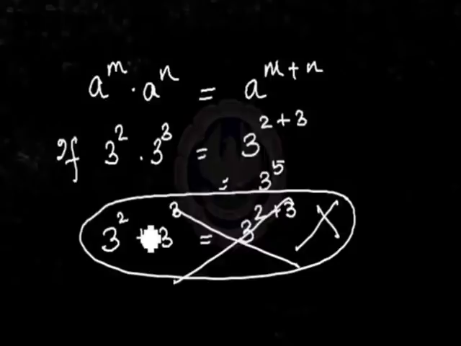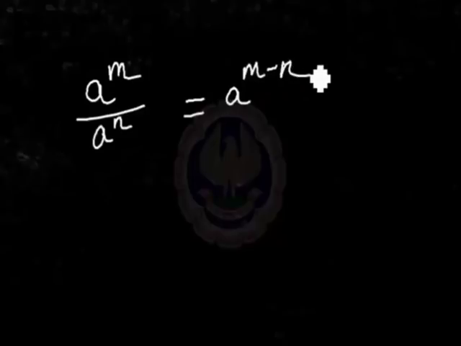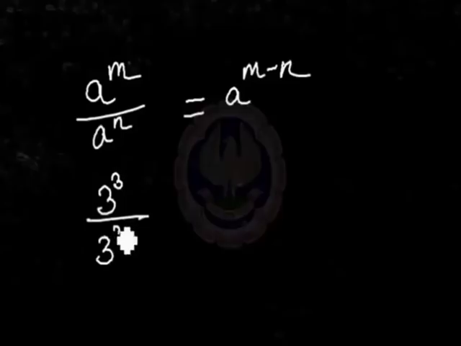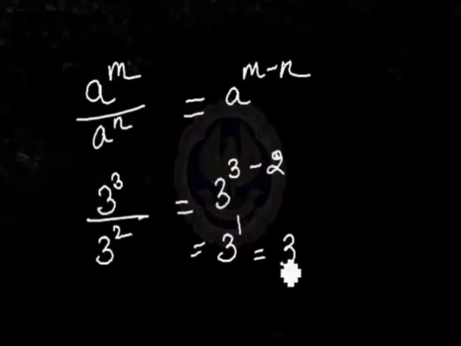Similarly, if we have a to the power m divided by a to the power n, this can be written as a to the power m minus n. Right? So if we have something like 3 to the power 3 divided by 3 to the power 2, you can always write this as 3 to the power 3 minus 2, which is equal to 3 to the power 1, which is equal to 3.